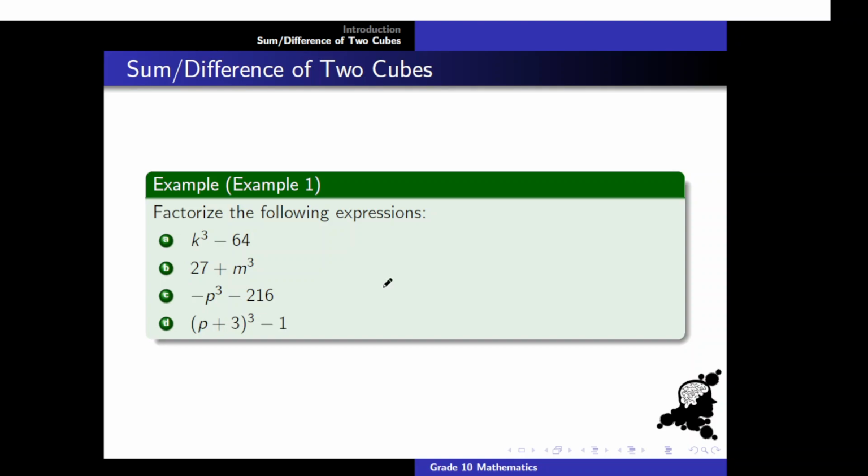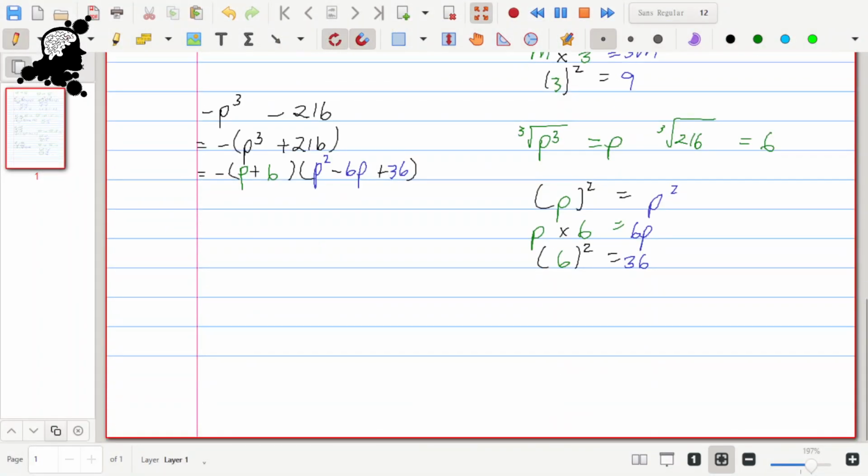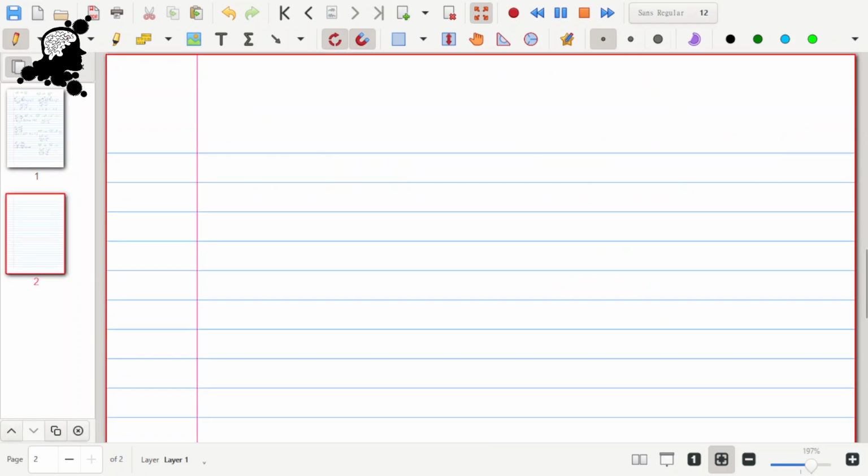Let's look at the last question for this video. In our last question, we've got p plus 3 cubed minus 1. So a difference of 2 cubes. I'm going to open a new sheet of paper for the sake of space. So there we are. Our question is p plus 3 cubed minus 1. Believe it or not, this is a difference of 2 cubes.